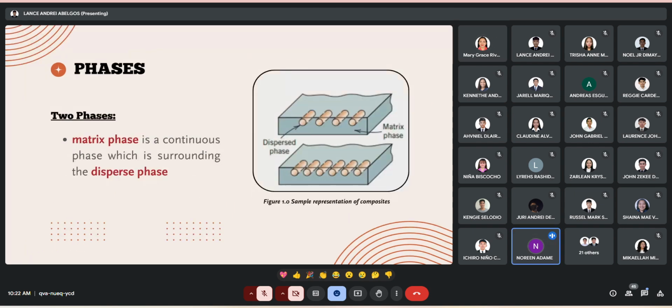There are mainly two phases in composite materials. One is the matrix phase and the other one is the disperse phase. The matrix phase is a continuous phase which is surrounding the disperse phase. I have a sample representation of composites here. As you can see in the picture, the dispersed phase, the yellow or orange color, is surrounded by the continuous phase known as the matrix. To continue the discussion about composite materials, I would like to introduce Mr. Abelros.